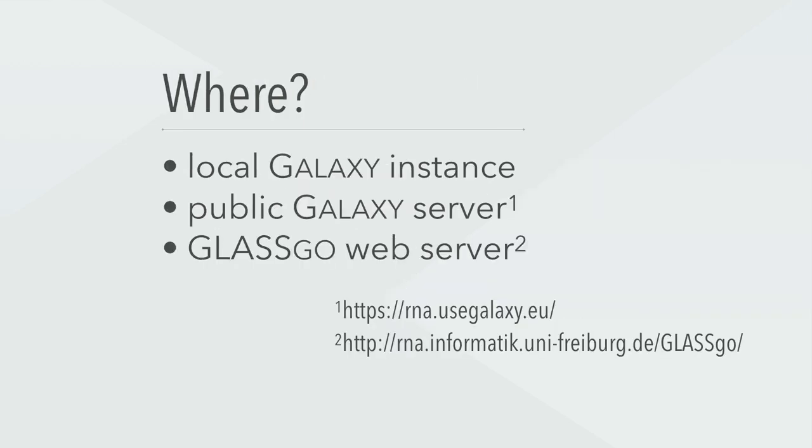Now, where can we use GLASSgo? GLASSgo can be installed on a local Galaxy instance, for which we have provided another video that deals with the installation and setup. However, we recommend using the European Galaxy server that includes tools with the focus on RNA. On there, GLASSgo is ready to use, and it provides a powerful underlying architecture that is accessible to everyone. And lastly, the GLASSgo web server can also be used, and it provides the identical user experience.